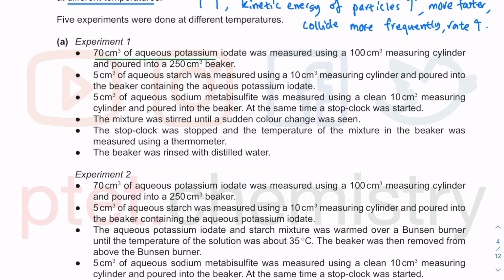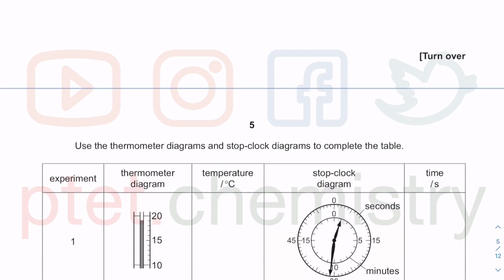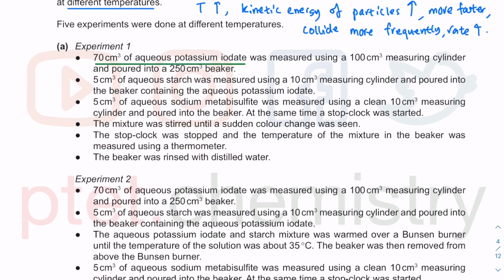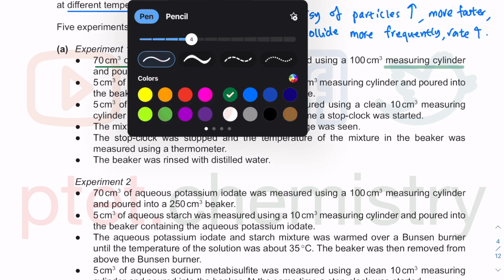70 cm cube of KIO3, this is potassium iodate. I believe we're given the formula, are we not? Not really, no. Okay, so we have 70 cm cube. We use a measuring cylinder. Not the most accurate thing, but it's all right to measure the volume of solution in the lab. So we're going to add 5 cm cube of aqueous starch.